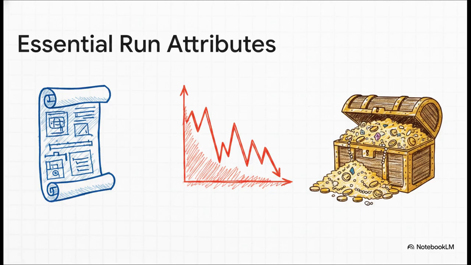Think of run.config as your architectural blueprint, your inputs, your learning rates. Then you've got run.history. These are the vital signs of your model training over time, like watching your loss curve drop step by step. And finally, run.summary holds your final scores, like ultimate accuracy. If you aren't capturing these three things systematically, you are flying completely blind.